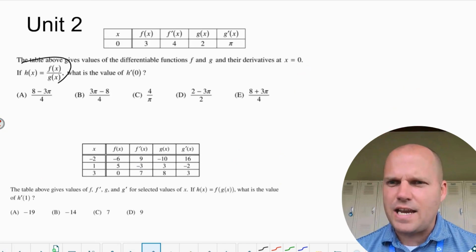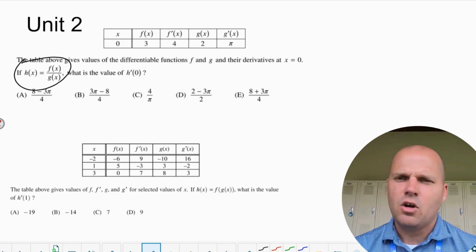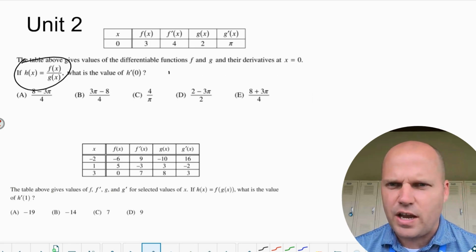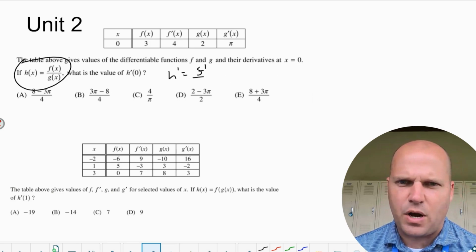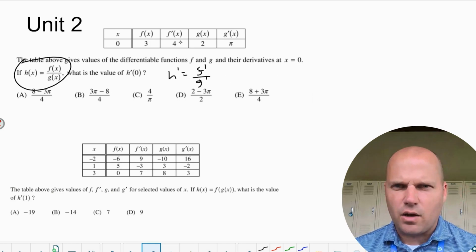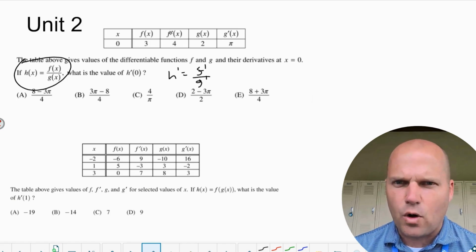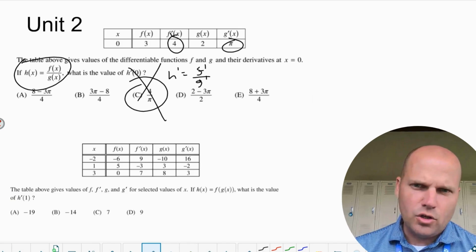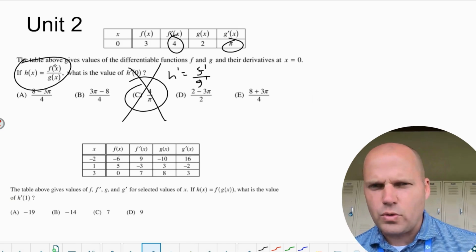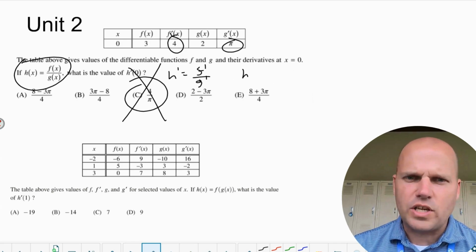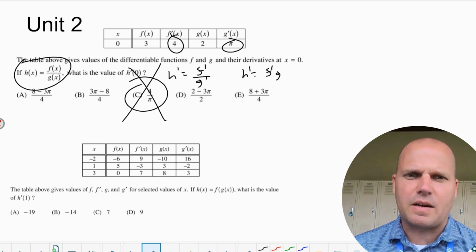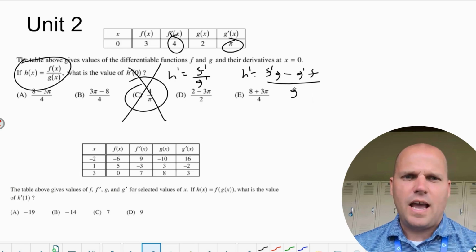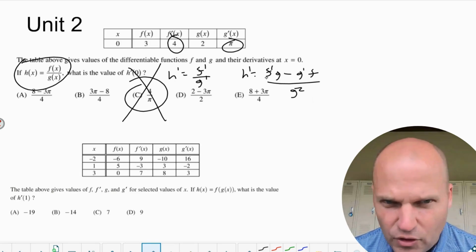Next, Unit 2, derivative rules questions. Very easy question. Here's h. You're asked for h prime of 0. Most students that get this wrong say, oh, that's easy. h prime is just f prime over g prime. And they're like, okay, f prime is 4 and g prime is pi, so there's the answer, 4 over pi. You're wrong. It's a quotient. You have to use the quotient rule. So take the derivative of the top times the bottom minus the derivative of the bottom times the top, all over the bottom squared. And you got to figure out all the values.